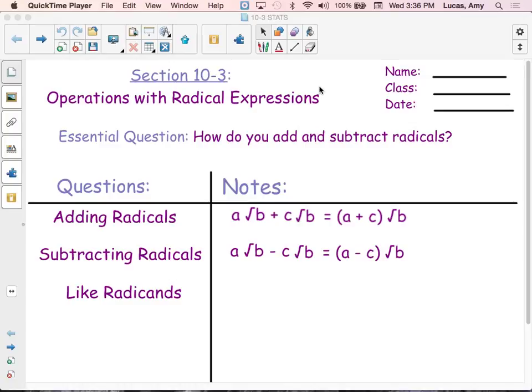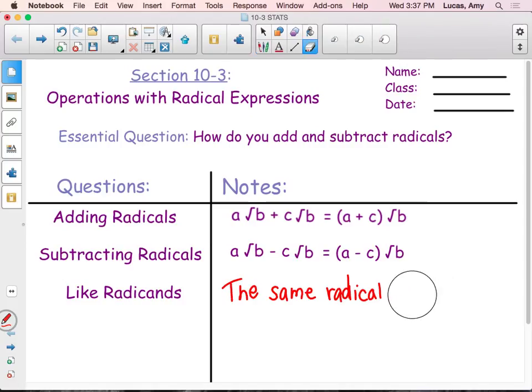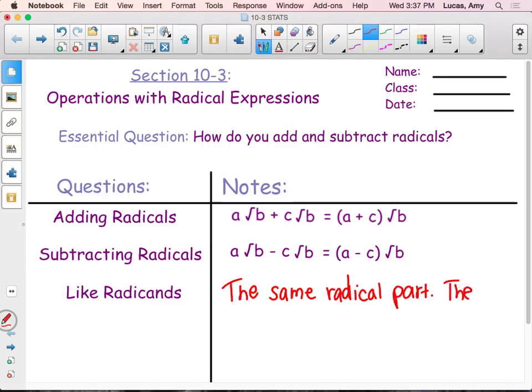Like radicands. It's kind of an odd word. Like radicands are similar to like terms. So they have the same radical part. So kind of like when we worked with like terms and we said they had the same variable part. So the same radical part, like the same number under the square root. That's what you'll be seeing today. And that makes them like terms.